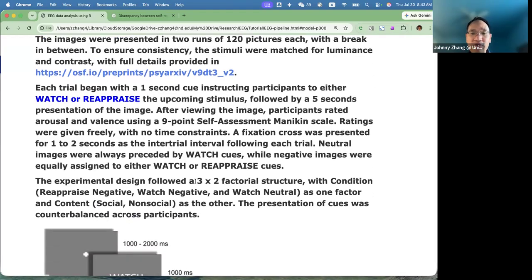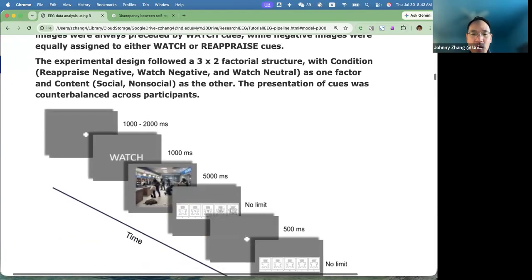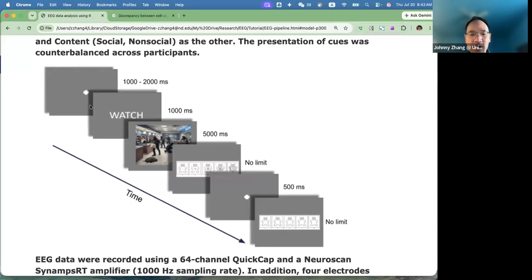This is actually a 2 by 3 factorial design. We have three conditions: reappraise a negative image, watch a negative image, or watch a neutral image. And the content of the image can be either social or non-social. So this is the basic process of this experiment: starting with a cue, either watch or reappraise, and then the showing of the image.